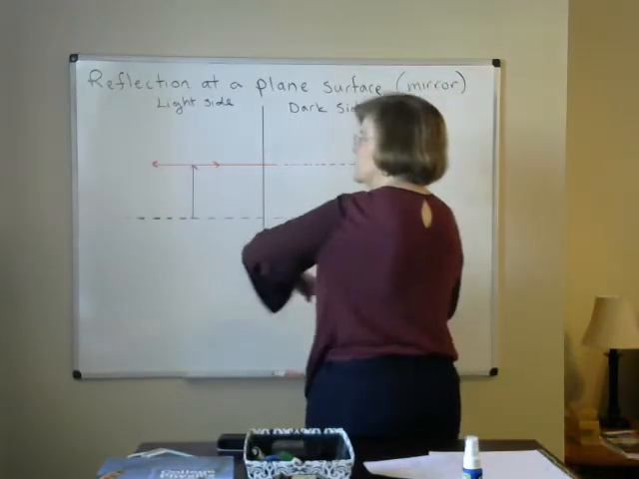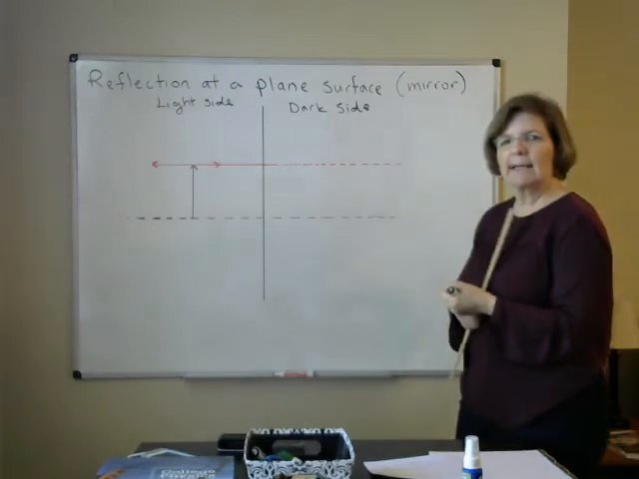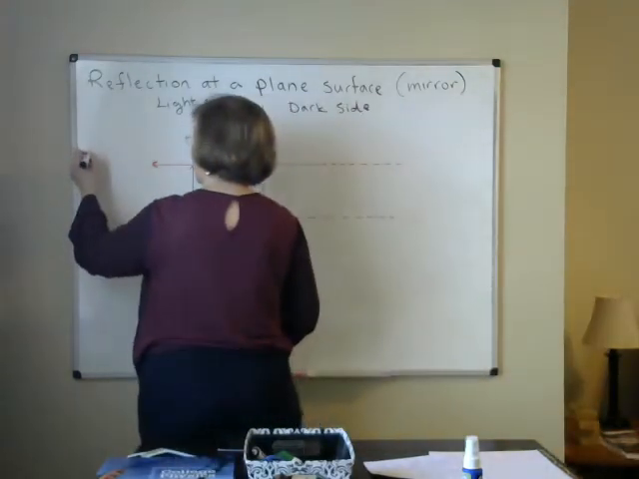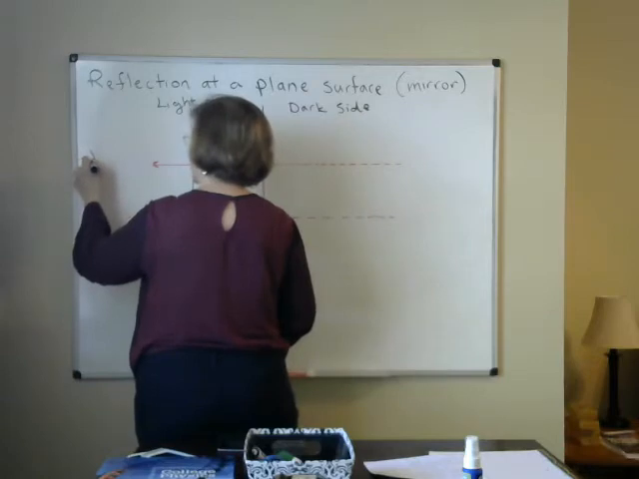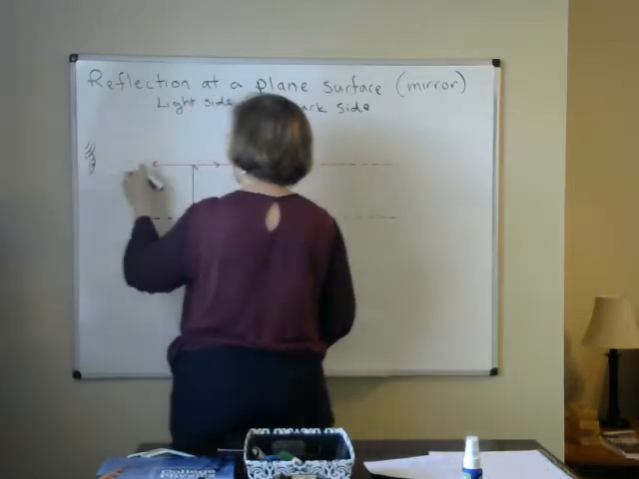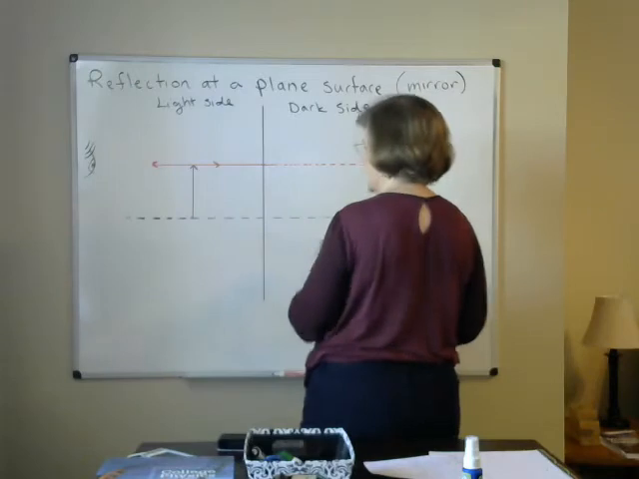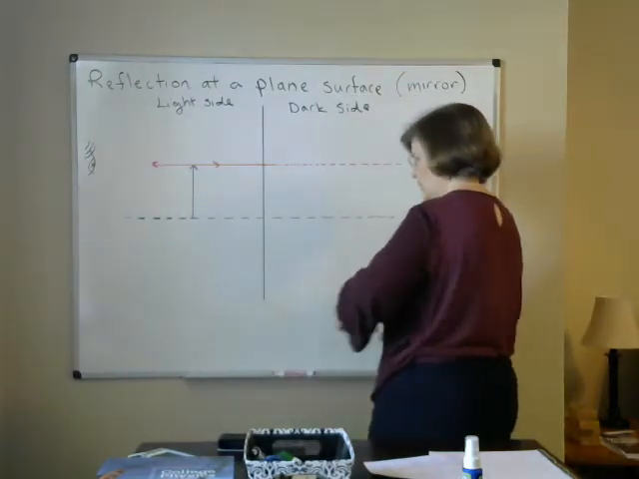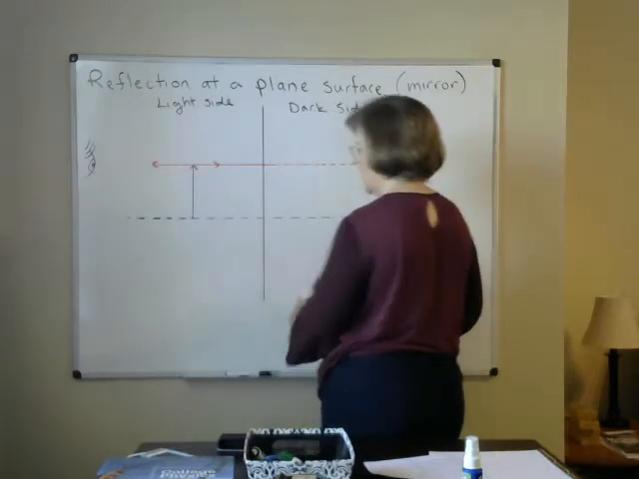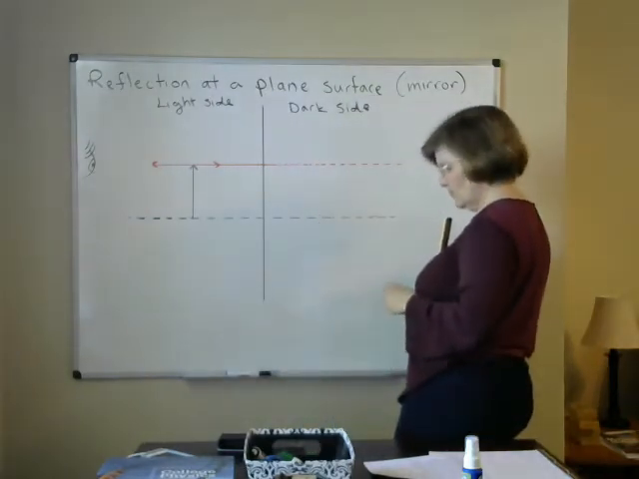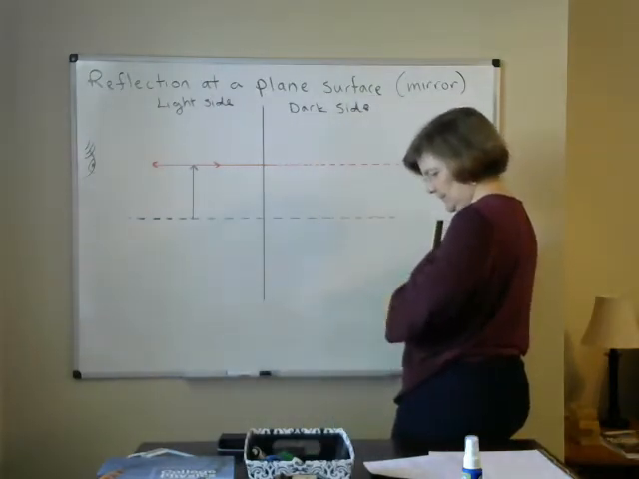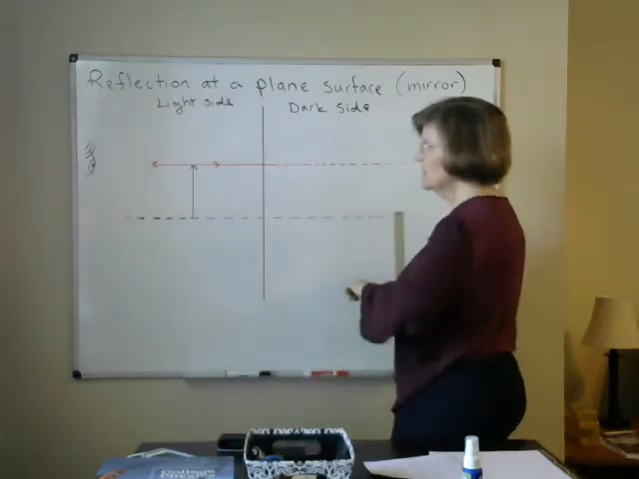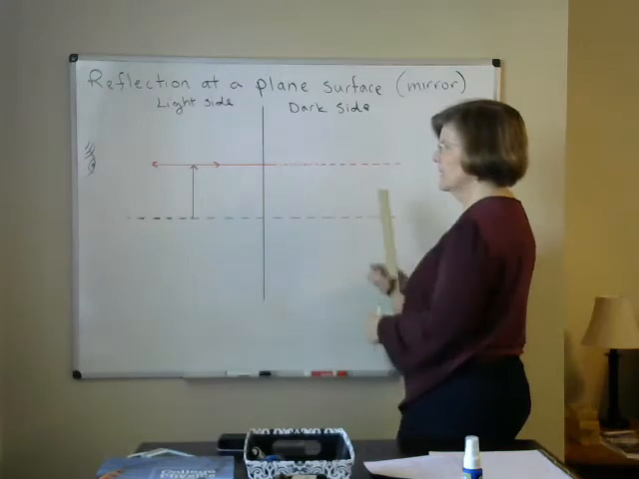Your brain tends to follow the rays back to where they think they come from. So an observer over here might think this ray is coming back here someplace, but that's only one ray. We can't locate an image with just one ray. So let's draw another. Suppose that I have another ray.